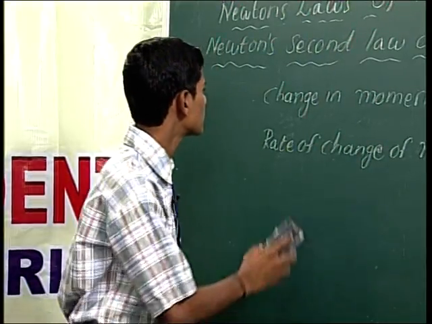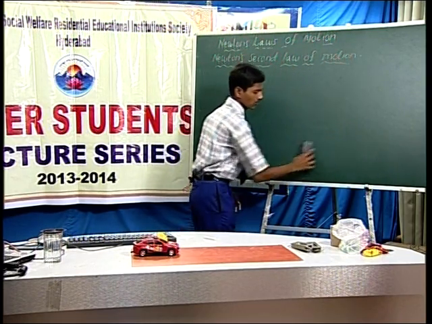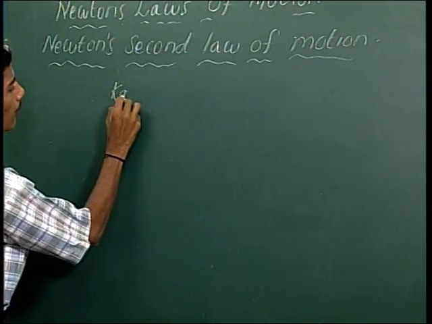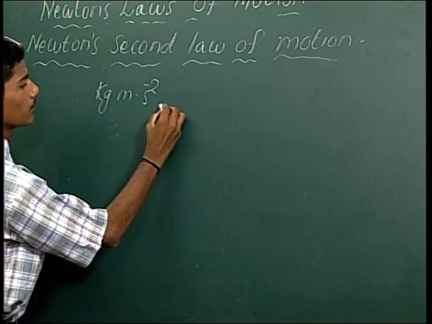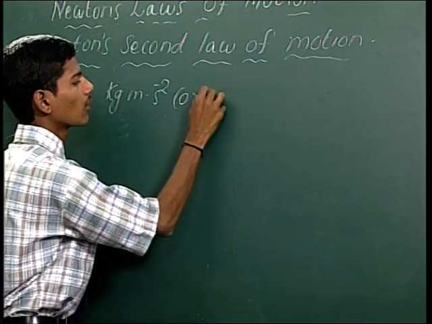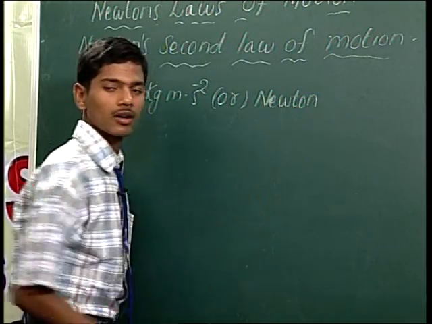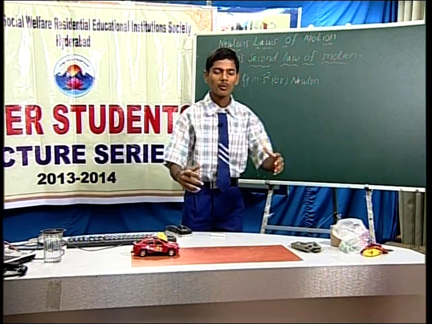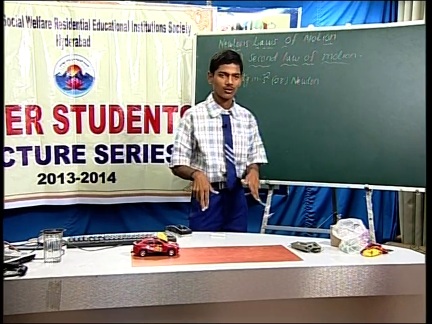Force has units kg meter per second square, and it can also be written as Newton. It is defined as Newton as a tribute to a great scientist, Sir Isaac Newton, about whose law we are discussing now.